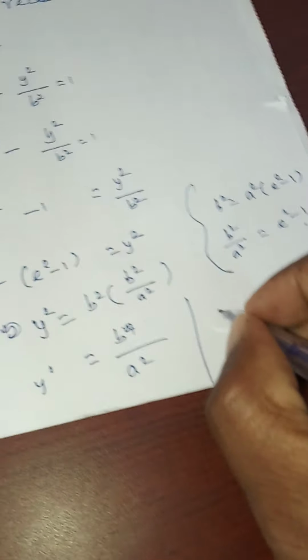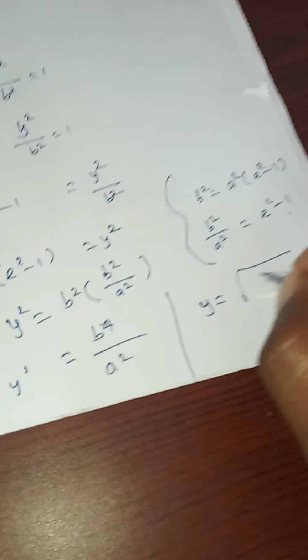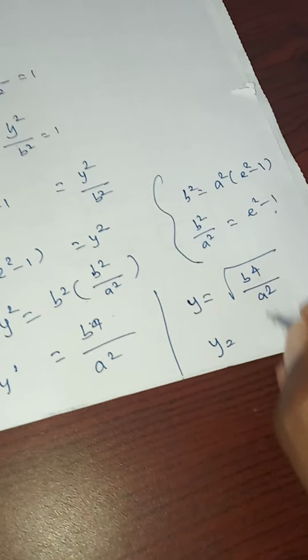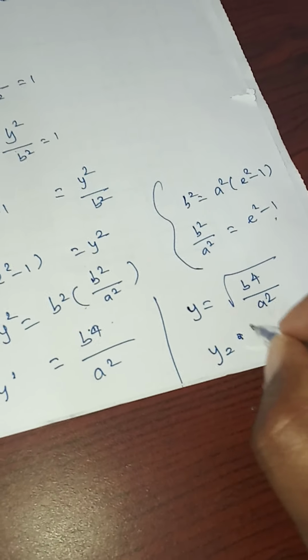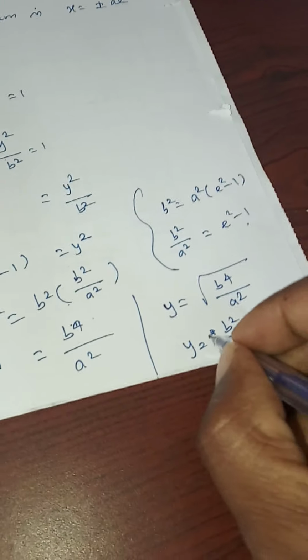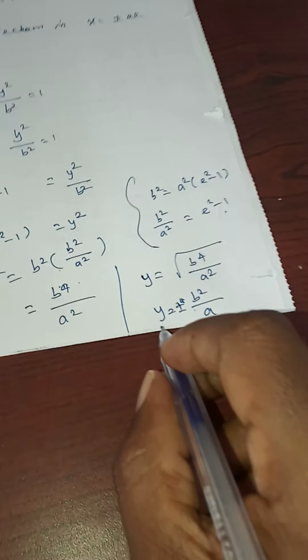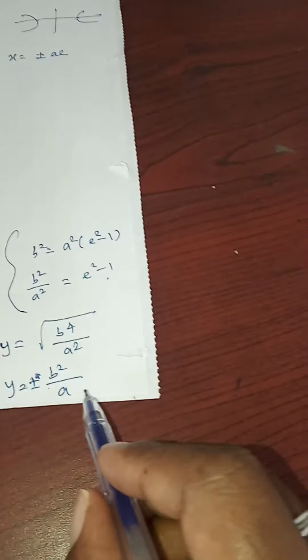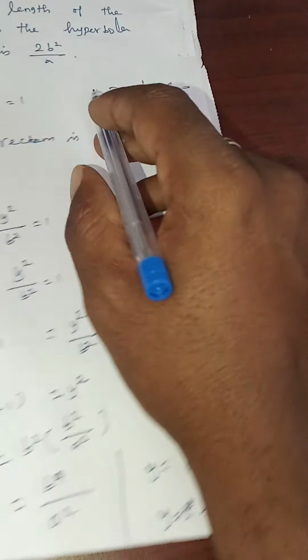Then y is equal to the square root of b power 4 divided by a square, so y is equal to plus or minus b square divided by a. One value is y equals b square by a on the right hand side, and the left hand side is the same, minus b square by a.